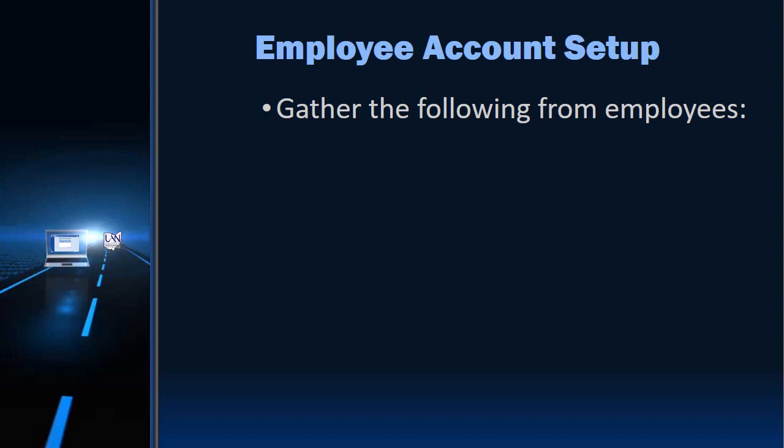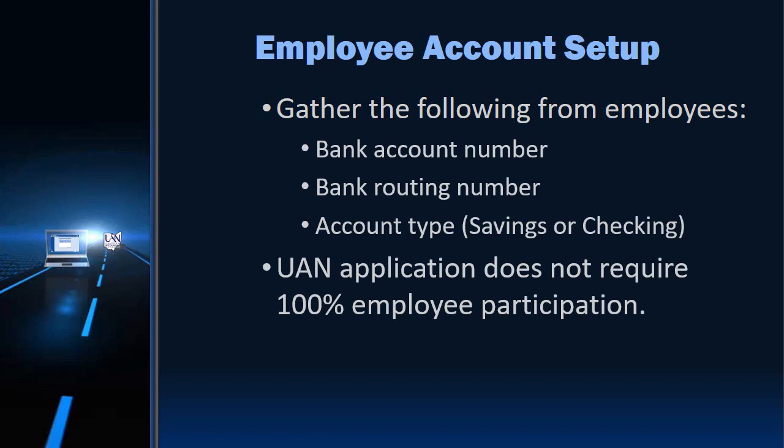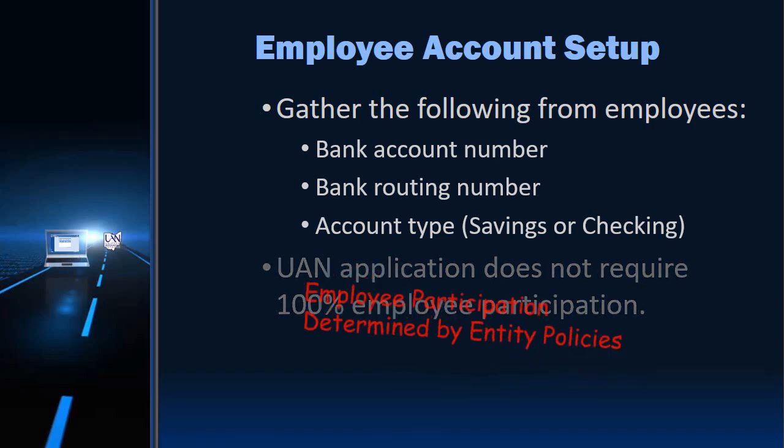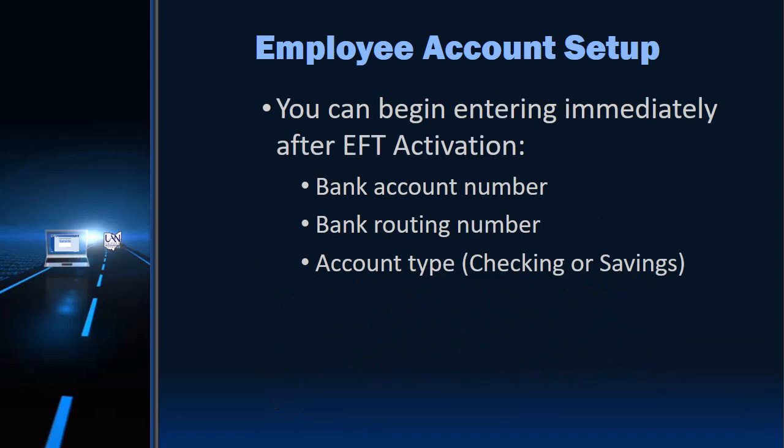After your governing board decides to adopt EFT for wages, the fiscal officer should gather the following from participating employees: the employee routing number, account number, and account type, whether savings or checking. UAN does not require that all employees participate in EFT wages. Your entity's policies determine whether it is required for all or if it's optional.